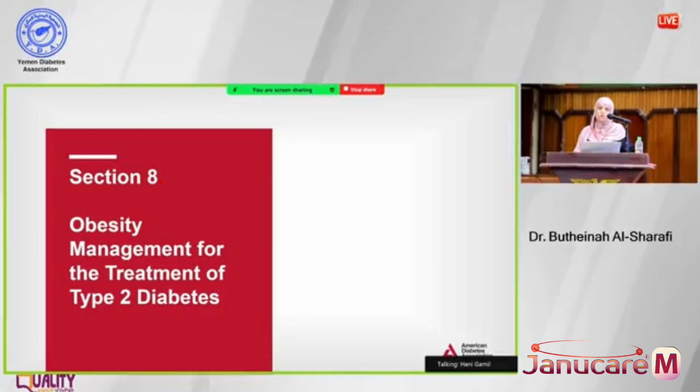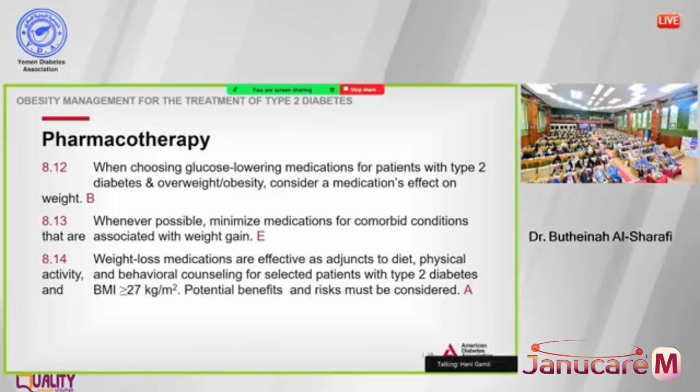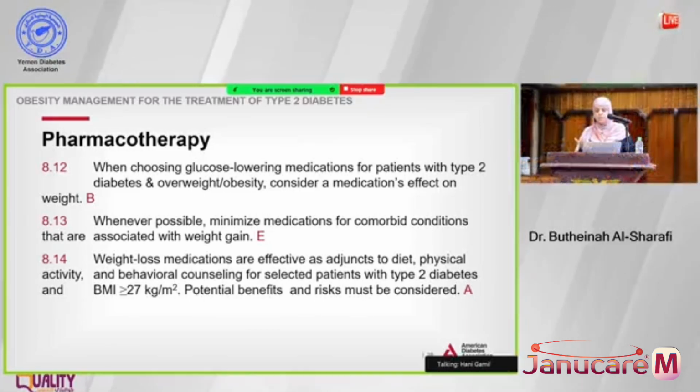Okay, so most of our patients with type 2 diabetes are overweight or obese. And if you have a patient that is overweight or obese and you're going to treat them for type 2 diabetes, you want to try and concentrate on medications that help with the weight loss. So you don't want to give them something that's going to make them gain weight.